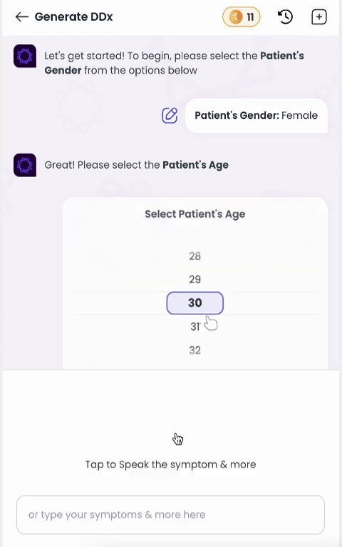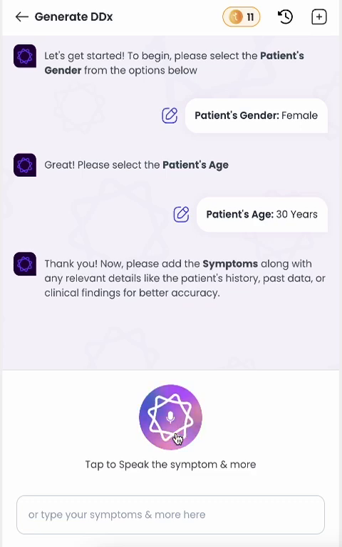So say 30. The best part is I can also use voice commands, right, to give important information of the patients like symptoms, medical history, past data to evaluate the differential diagnosis for the patient.